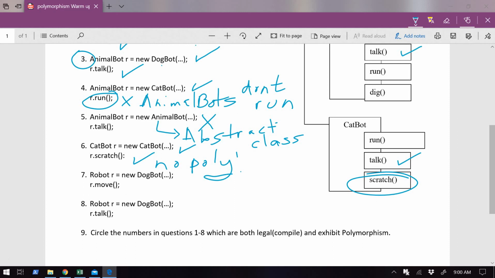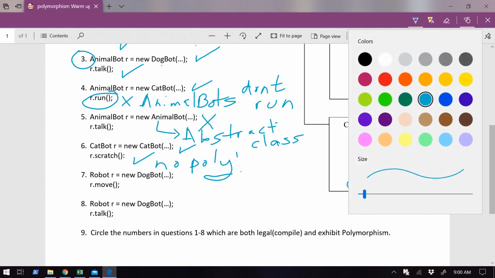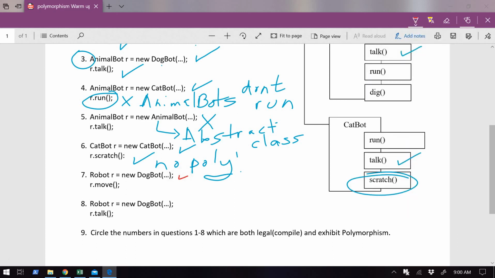Cool. Let's move on to number 7. I've got a robot R pointing at something more specific. So I'm going to switch colors here. Let's go to red because it's getting a little hard to see. It's okay to have that instantiation. Keep in mind that the only thing a robot can do is move. And so this is okay too.